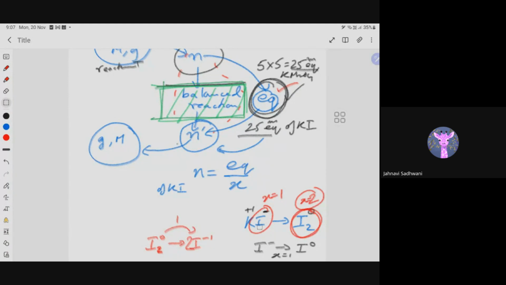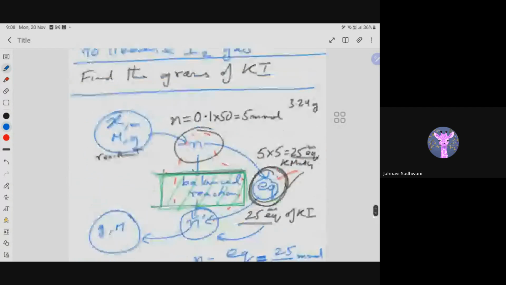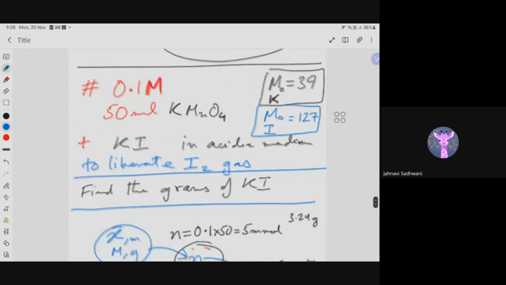So right now we see that the X factor of KI is 1, using this concept. We don't know the whole reaction, but we know this. The X factor is 1, so the number of moles of KI would be the equivalence, which is 25 divided by 1. Obviously, you convert to the weight. So the weight will be equal to the number of moles times the molar weight of KI. The number of moles is 25 by 1000, because those are millimoles, and the weight of KI is how much I gave you? 127 plus 39.